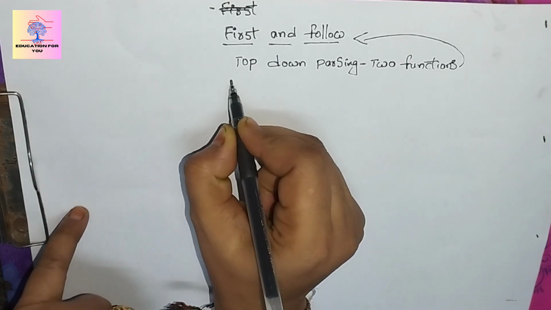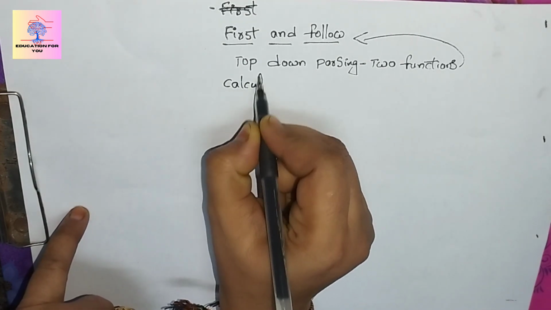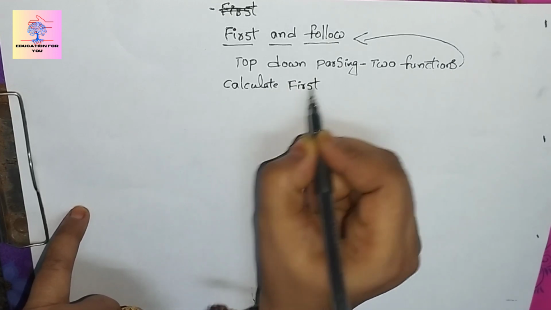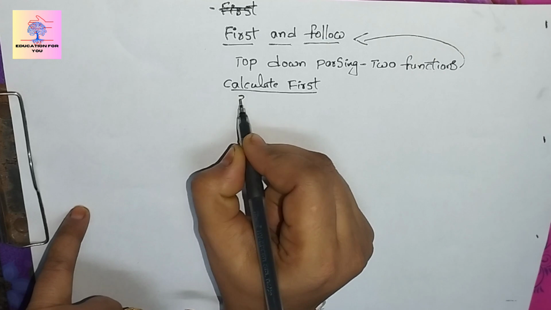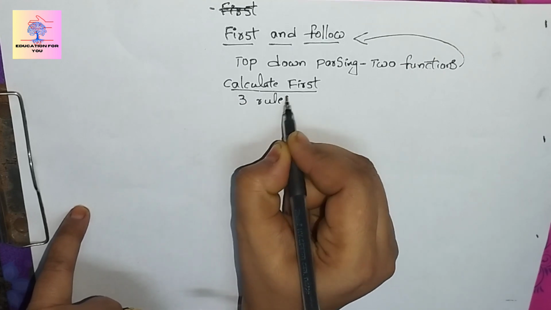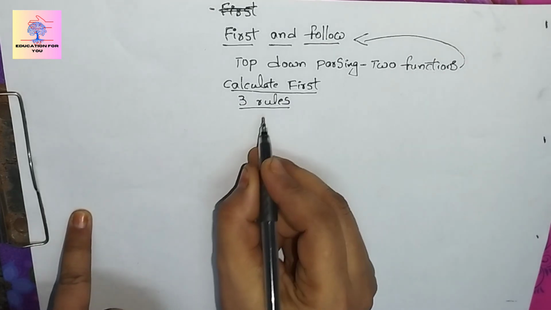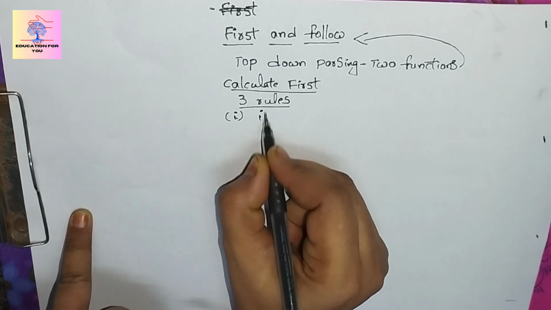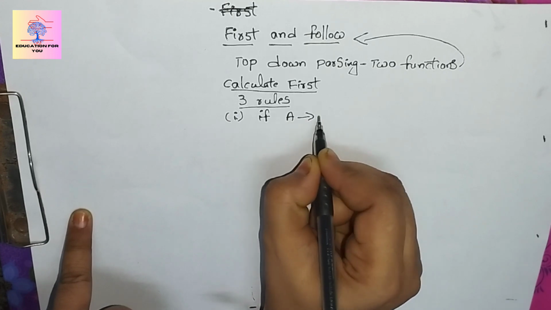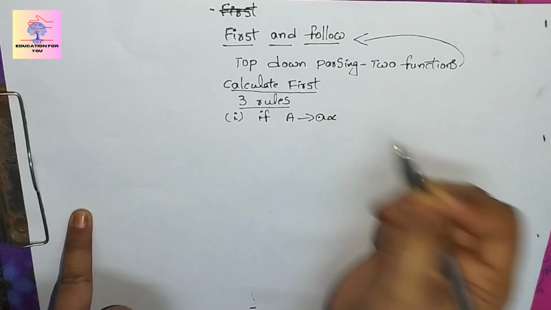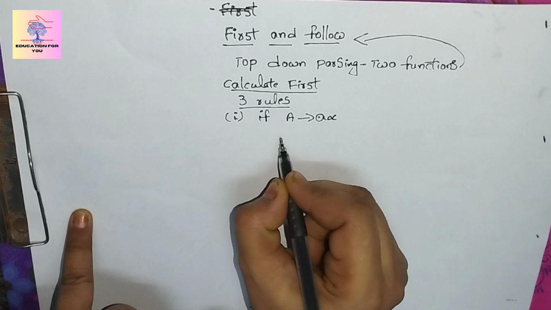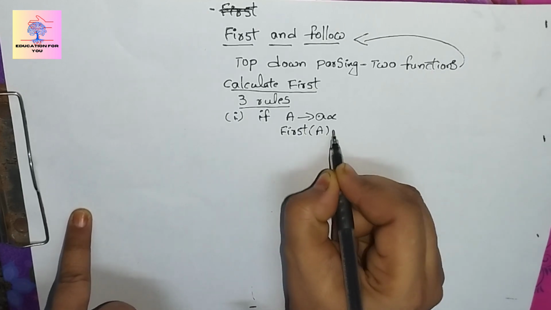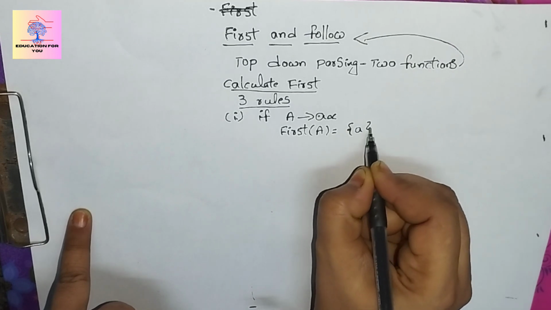To calculate first, we have three rules. How many rules? Three rules. What are those rules? The first rule is: if A produces a alpha, then first of A can become small a.